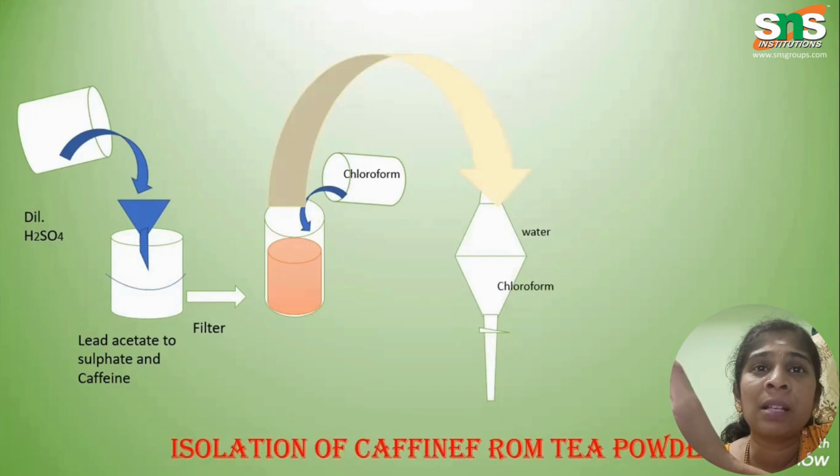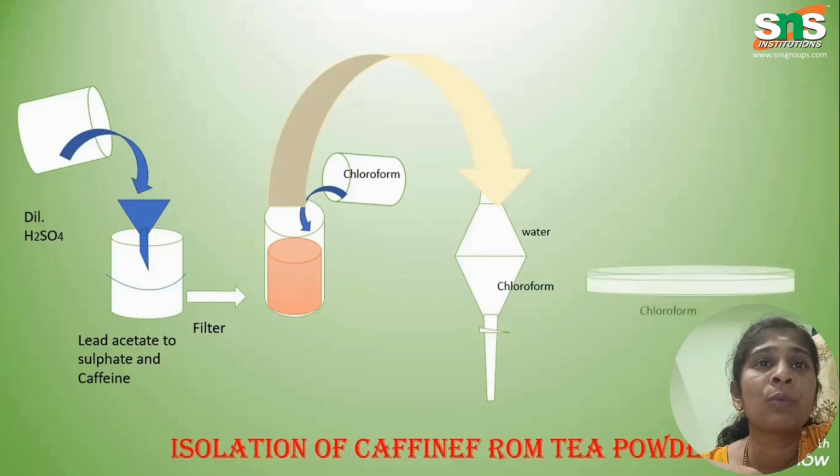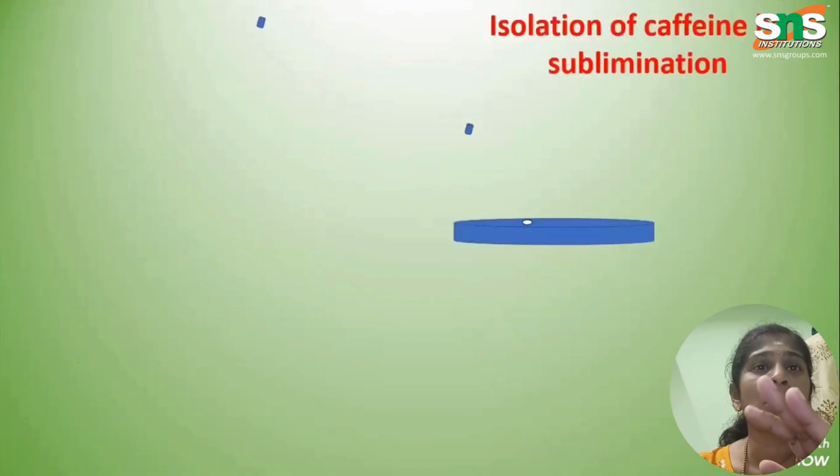Step 5 is separation of the organic layer. The lower organic layer containing caffeine is carefully collected into a clean container. The extraction may be repeated 2 to 3 times to ensure maximum recovery of the caffeine. Coming to drying the organic extract, the combined organic extracts are treated with anhydrous sodium sulfate. This removes traces of moisture from the solution.